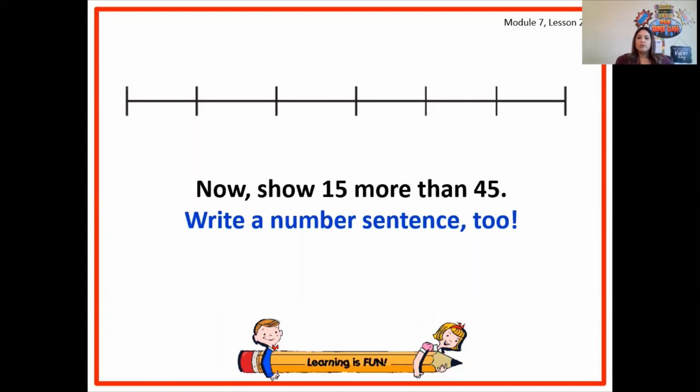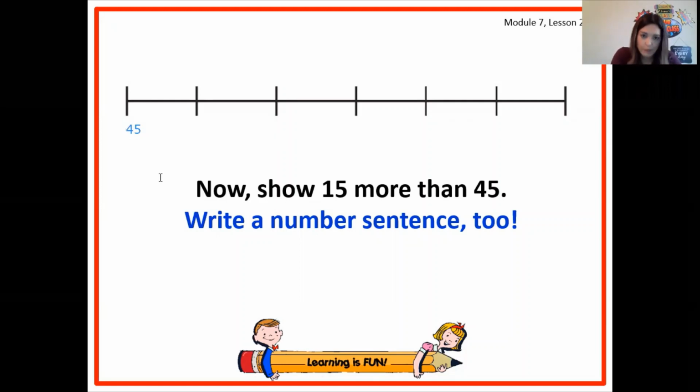Here we go. This one says, now show 15 more than 45 and write a number sentence. So again, how can we show 15 more than 45? Let's pretend that the units are still 5. Each hash mark is counting by 5. So again, we start at 45 here. This is our starting point. So our starting point would be what? 45. Why? Because we need to show 15 more than 45.